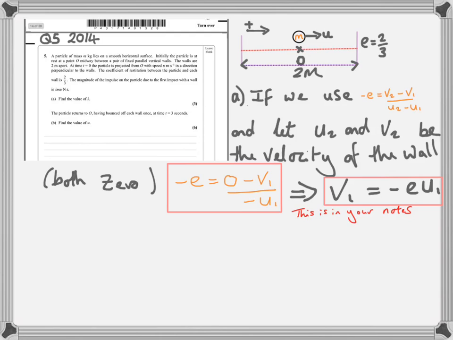If you're working in terms of speed, you'd simply say that v equals eu. In other words, the speed after a collision with a wall would be e times the speed of the object before it had the collision with the wall. Okay, so using that, I can now say that v1 is equal to minus 2/3 u, if I'm talking about velocities, and I'm just going to use the formula for impulse, I equals m(v minus u).